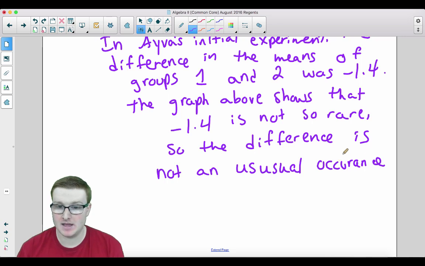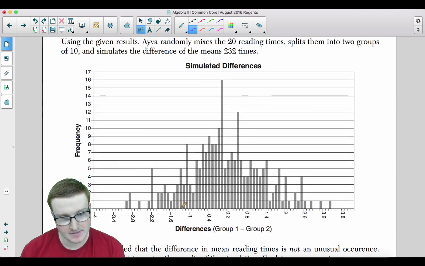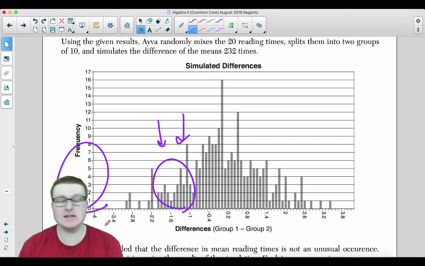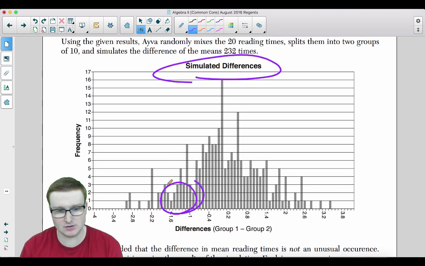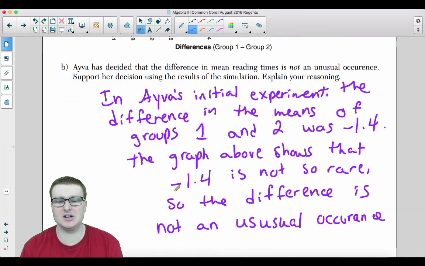Look here, ladies and gentlemen. The mean of negative 1.4 is somewhere in this vicinity. That is not an unusual occurrence because there is something going on here. If it was all the way over here, then yeah, there's nothing over there. It would be an unusual occurrence. But it's not unusual because it's clearly shown in the simulated differences on the graph. It's around here somewhere. So we know that it is not an unusual occurrence.